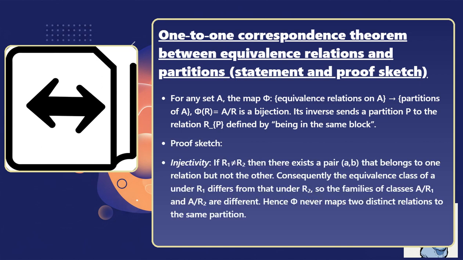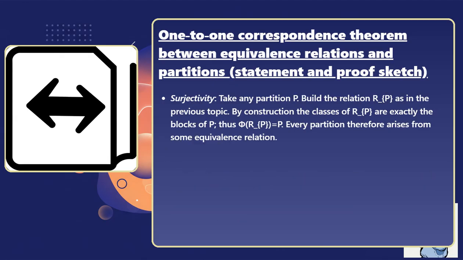Proof sketch. Injectivity: if R1 is not equal to R2, then there exists a pair (a, b) that belongs to one relation but not the other. Consequently, the equivalence class of a under R1 differs from that under R2, so the families of classes A over R1 and A over R2 are different. Hence, phi never maps two distinct relations to the same partition. Surjectivity: take any partition P, build the relation R sub P as in the previous topic. By construction, the classes of R sub P are exactly the blocks of P. Thus, phi of R sub P equals P. Every partition therefore arises from some equivalence relation.